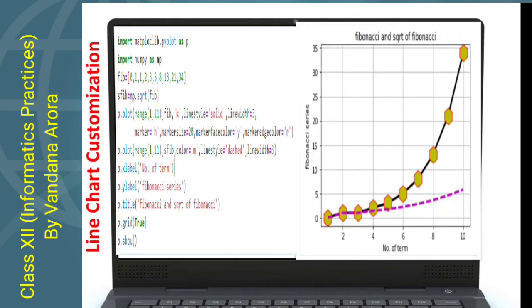Then x label I have used is number of terms, y label is Fibonacci series, and the title of the graph is Fibonacci series and square root of Fibonacci series. P dot grid equal to true. This is a function to show the grid. You can see the grid lines on my graph. Boxes are shown. This is shown with the help of this function, grid true.